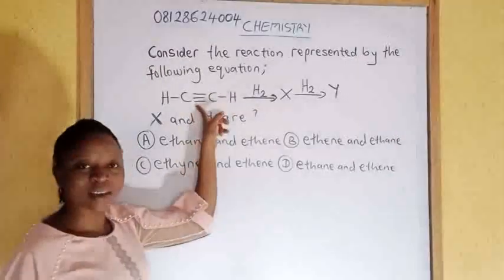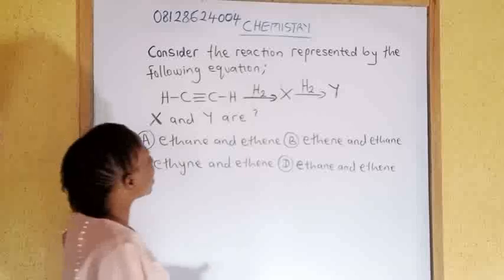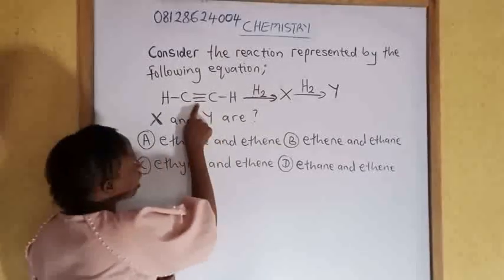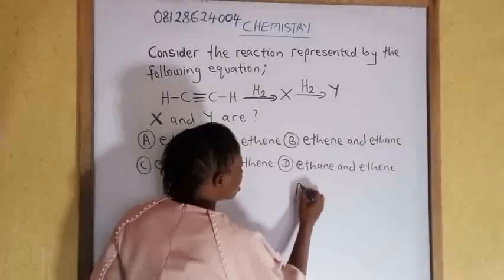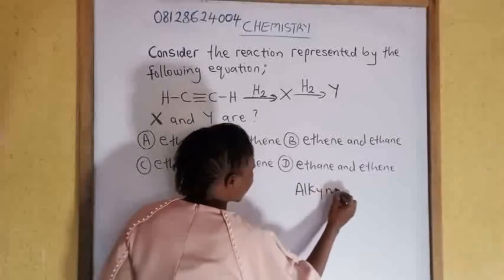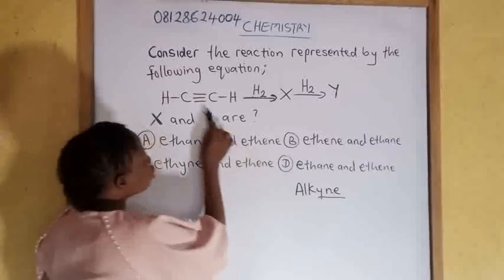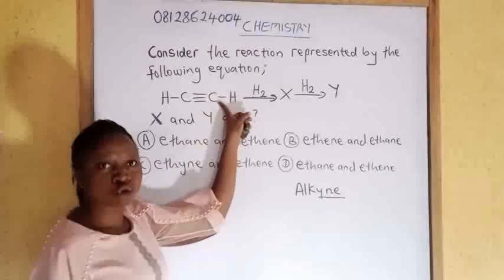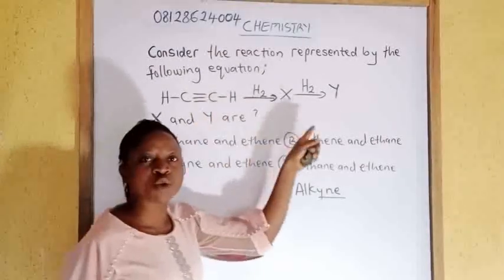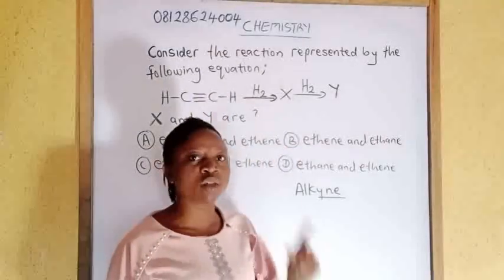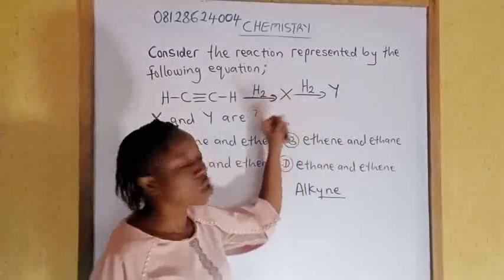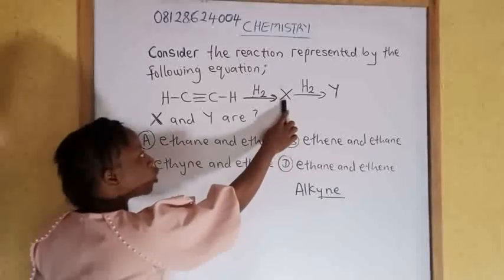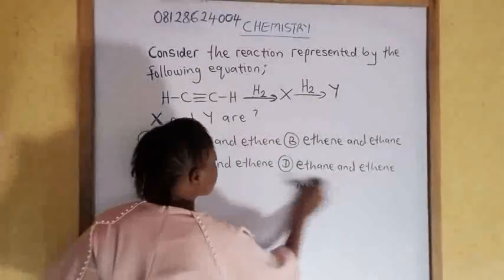This is an alkyne. Alkyne has a triple bond in its structure. This is the functional group of alkyne. So the triple bond is the functional group of alkyne. So when hydrogen is added to an alkyne member, we call that chemical reaction a hydrogenation reaction. So this reaction is called what? Hydrogenation reaction. So let's see how we are going to form products X and Y.